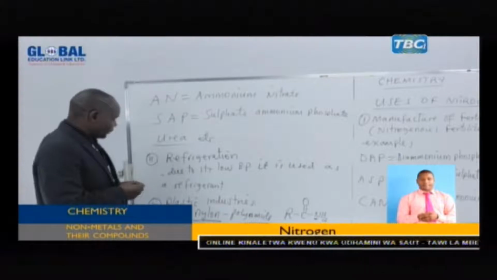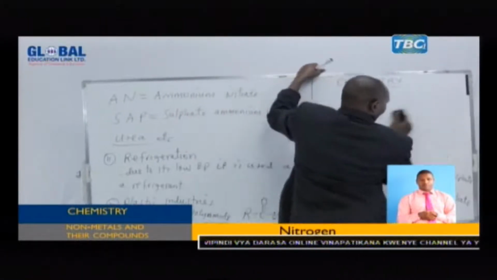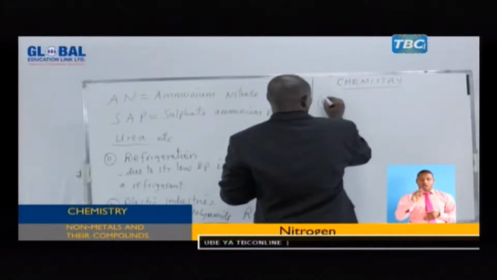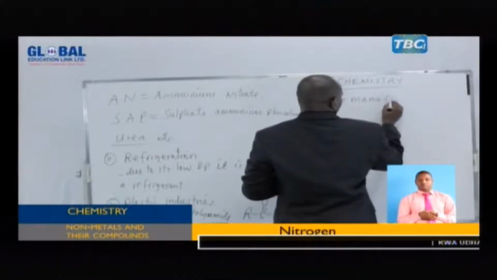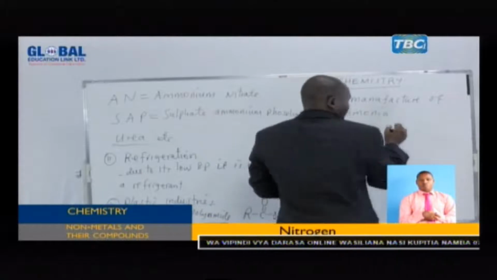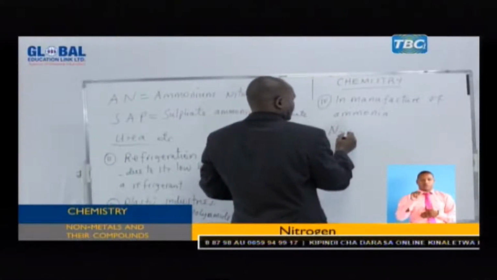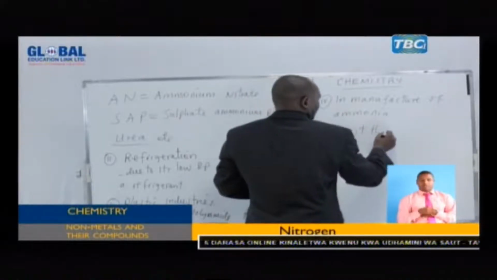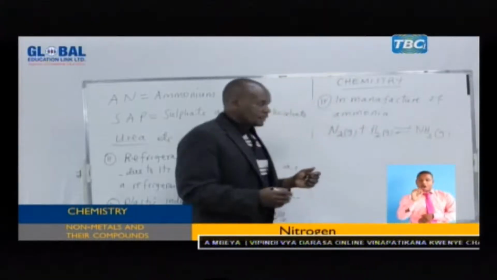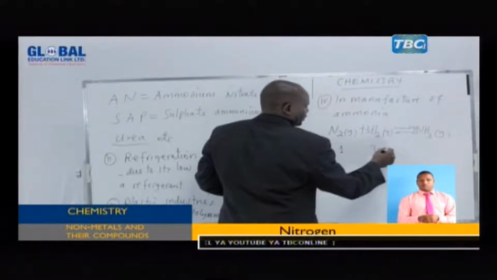My dear students, we have another application of nitrogen, which is in the manufacture of ammonia. We have seen it during the discussion of chemical properties: nitrogen gas reacts with hydrogen gas to form ammonia in the Haber process. After balancing, the ratio is 1:3:2.